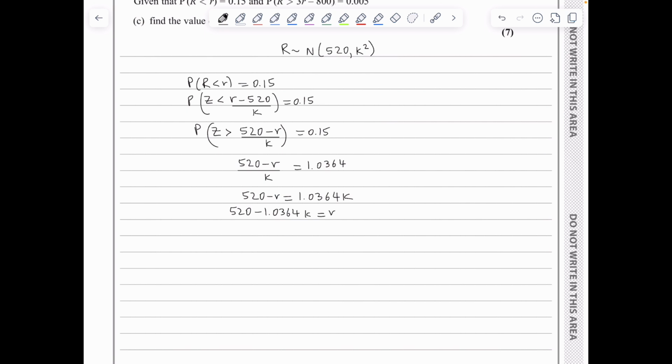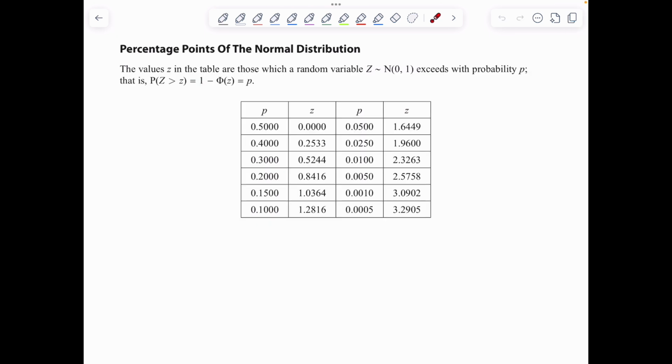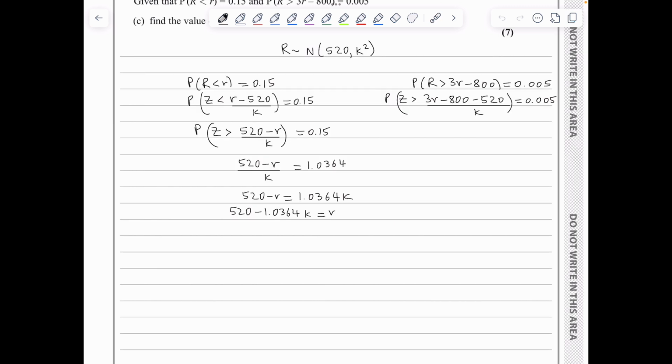Now the second piece of information was that the probability of capital R being greater than 3r minus 800 is equal to 0.005. Once more, this probability can be found in the small table of values. I'll be using the small table, but first I need to standardize. We're looking at the probability of Z greater than 3r minus 800 minus the 520 over K being equal to 0.005. So in the small table of values, the corresponding z-score is 2.5758, which means that 3r minus 800 minus 520 over K is equal to 2.5758.